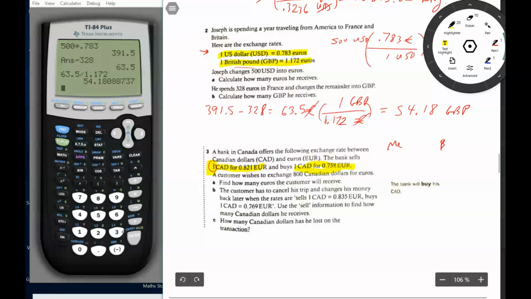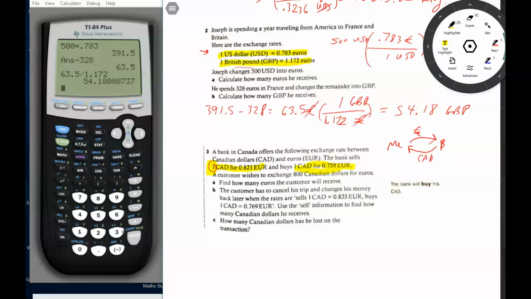So in the first case, the bank is selling Canadian dollars. So if the bank is selling Canadian dollars, that means in this direction there's Canadian dollars. And in the other direction, there should be the other money, which in this case looks like it's going to be euros. So I'm giving the bank euros, and the bank is giving me Canadian dollars, right? Because the bank is selling Canadian dollars.